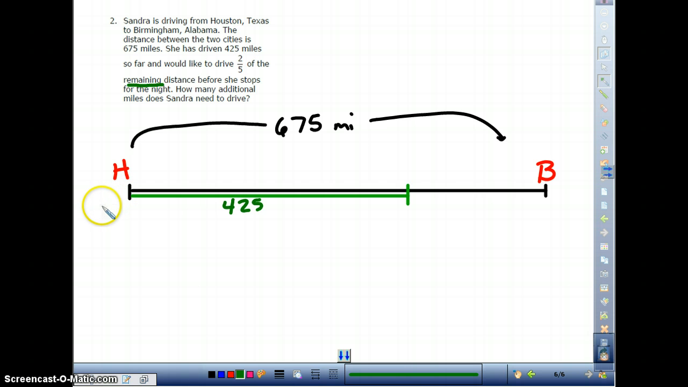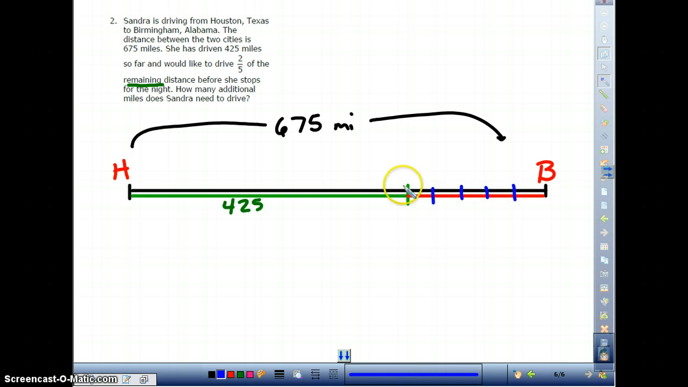What's our first step here? Yeah, the first step is to figure out how long this piece is over here. Let's make that piece red. I need to figure out what's remaining. So the first step is going to be to subtract these 2 numbers. Subtract those 2, find out how long the red stretch of road is, and she's going to drive another 2/5 of this red piece. So take this distance here and divide it into 5 equal pieces.